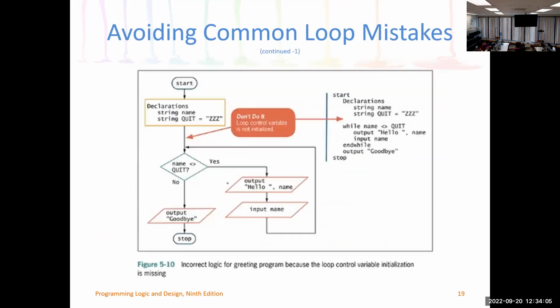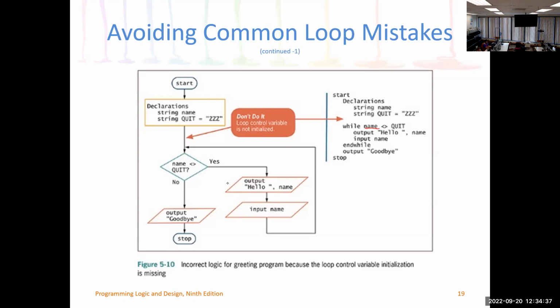Now, avoiding common loop mistakes. If you look at this program, what do you think? What's wrong with this program? If you look at the flow chart on the left and the pseudocode on the right, what's wrong? Yeah, right. Remember, you have to follow the rule: initialize the control variable. And what is the control variable for this one? Name. You see, if you look at this one here, that is the control variable, right?